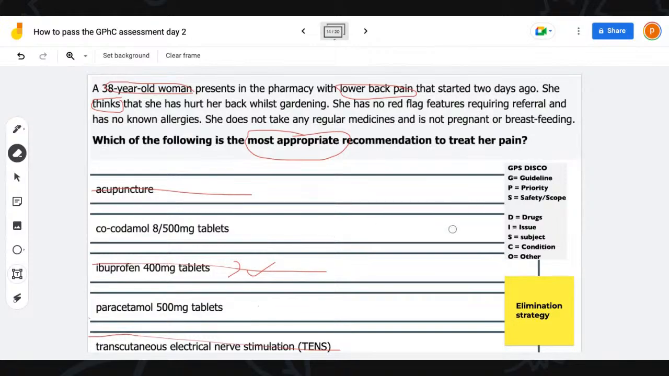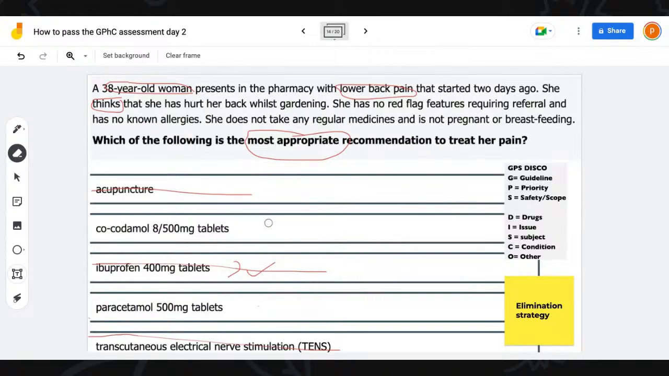It is safe, but it's not strong enough. In this case, if you look at your BNF, it says ibuprofen, but the second line is normally an opioid. So it could be a weak opioid like tramadol, or it could be codeine, or it could be co-codamol.